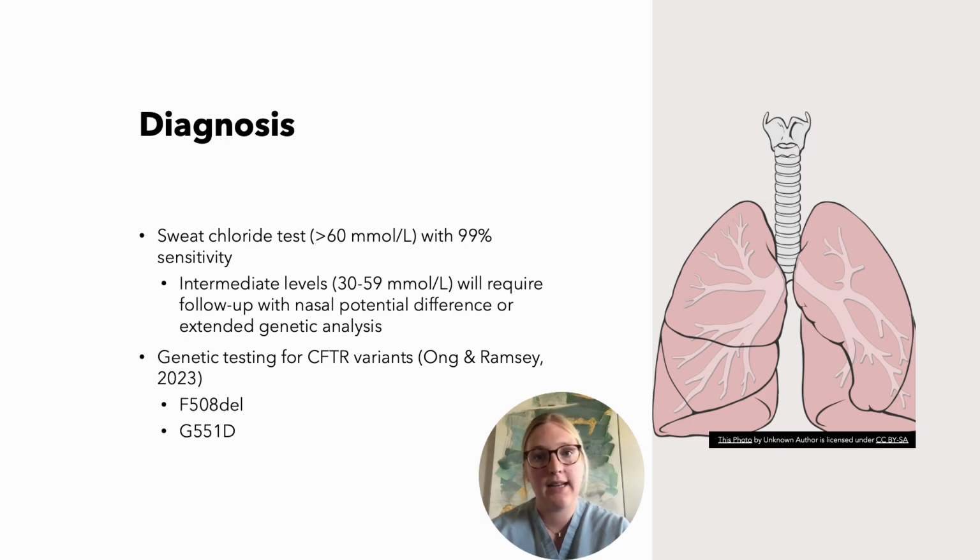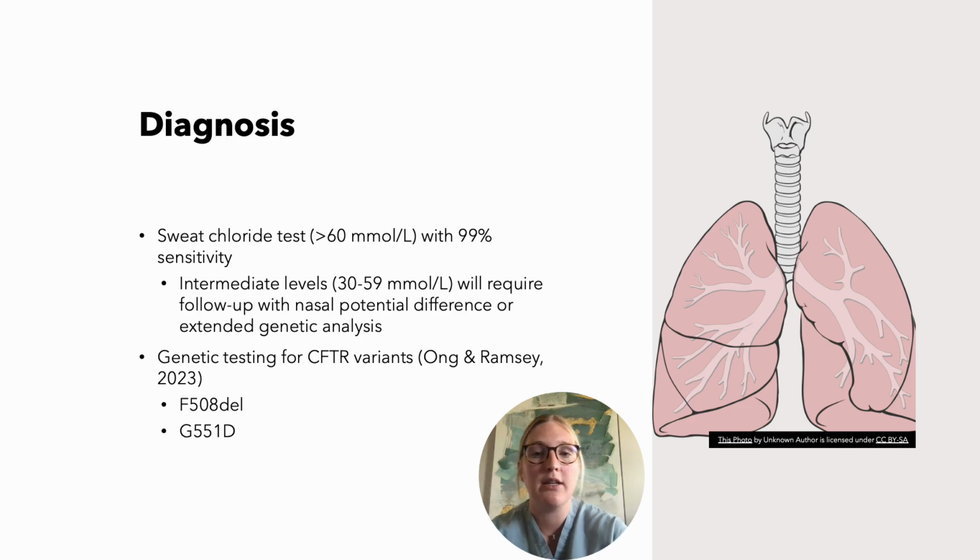So how do we get to the diagnosis? They are going to do a sweat chloride test, and if it is over 60, then they are positive. Intermediate levels, so usually like 30 to 59, they're just going to require some follow-up with some additional testing as well.